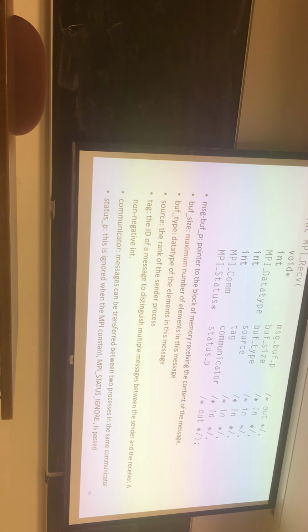And then the receiver also wants to know the rank ID of the source of the message, and the tag ID of the message, then the communicator, and then the status. If you don't want to use this MPI status, you can just pass a constant called MPI_STATUS_IGNORE. And later we'll tell you how to use MPI status.